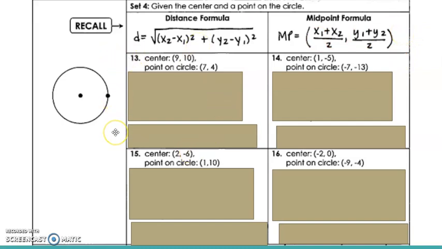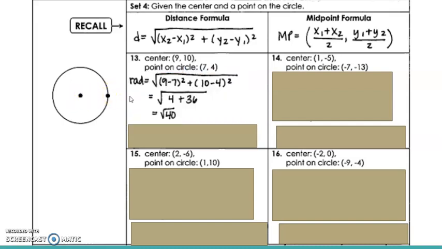If we look at problem 13, they gave us a center, and then they also gave us a point on our circle. If I want to write the equation of the circle, the missing information that I need is my radius. In order to find my radius, I can use the distance formula to figure out what the distance is between that center and the point on the circle. Remember, the radius is going to be the same for any point on the circle to our center. So I can plug in the center and the point into my distance formula and find my radius.